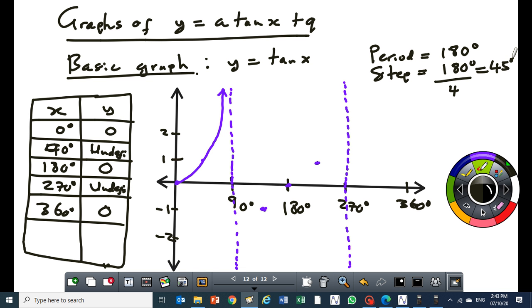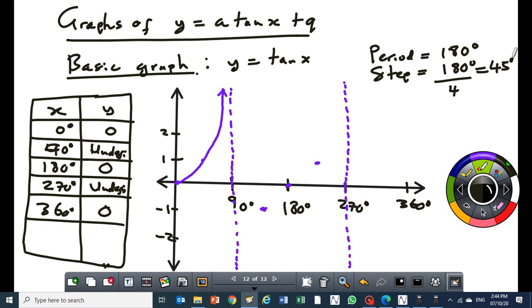Don't ask me that, because you already know how to do it. Everything we're doing for sine and cos, follow that. The only difference is that the step is now 45. It's not 90 like for sine and cos. You divide the period by 4. For sine and cos, we're saying 360 divided by 4, we're getting 90. That's why we're using a step of 90 for sine and cos.